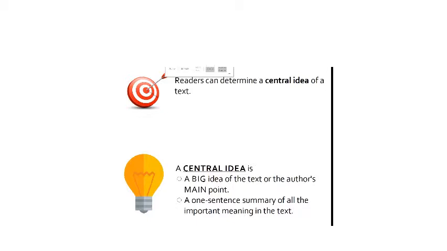Today, readers, we're going to work on determining the central idea of a text. Remember, a central idea is a big idea of the text, usually the author's main point or one of the main points, because there are definitely more than one central idea in a text. And each central idea statement is a one-sentence summary of all the important meaning in the text related to that idea.